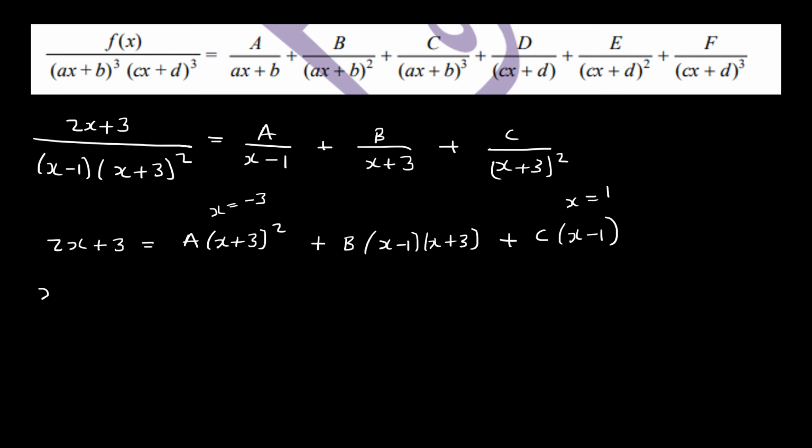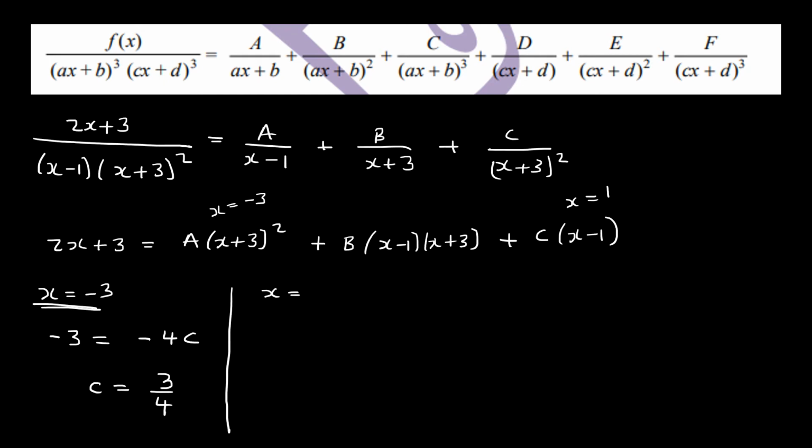So let's see, if x is minus 3, what happens? If we substitute here, we'll have minus 6 plus 3, which is minus 3. Where there is x plus 3, it will be 0. So A will be multiplied by 0, B will be multiplied by 0, so we'll be left with C. C will be minus 3 minus 1, which will be minus 4C. So you can see your C is positive 3 over 4. I hope that's clear.